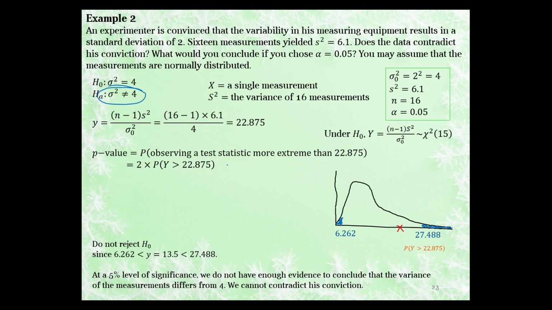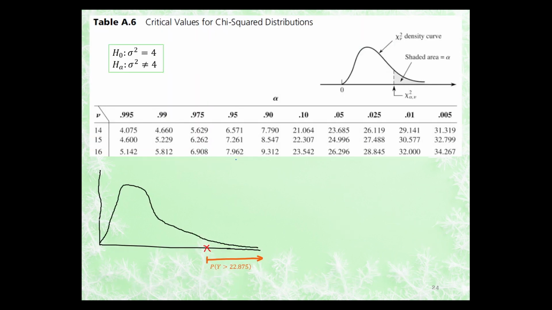Now there are two sets of tables we can use for this. The first set of tables are the ones that you are already familiar with. So we're looking at the area to the right of 22.875, and we again need to think about what our degrees of freedom are. In this case, it's 15 because we had a sample of size 16 and our degrees of freedom are calculated as n minus 1. If we're looking for that probability, we will find it there. So the probability that y is greater than 22.875 is between 0.05 and 0.1.